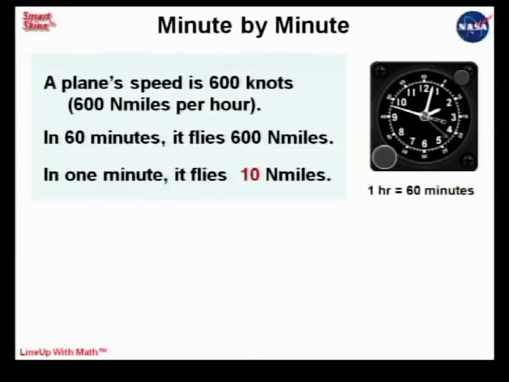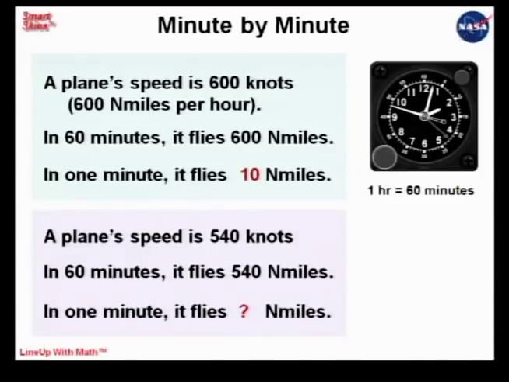How about United? We slowed it to 540 knots. That means in 60 minutes, it would fly 540 nautical miles. So in 1 minute, it flies 1/60th of that distance, and 60 into 540 is 9. Okay. Now let's go back to Gabby and Tanisha.